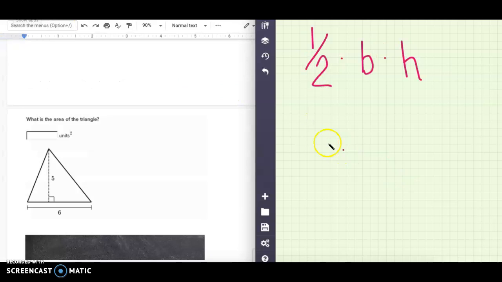Once again, the area of a triangle is 1/2 times base times height. So here we have this triangle with 6 and 5. Go ahead and calculate the area of that triangle.